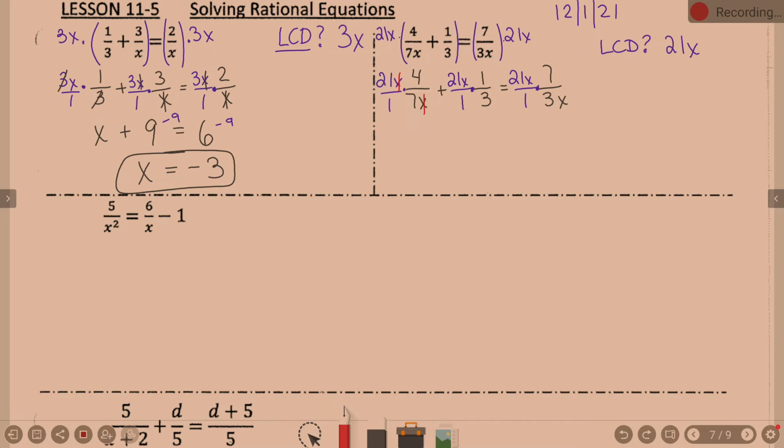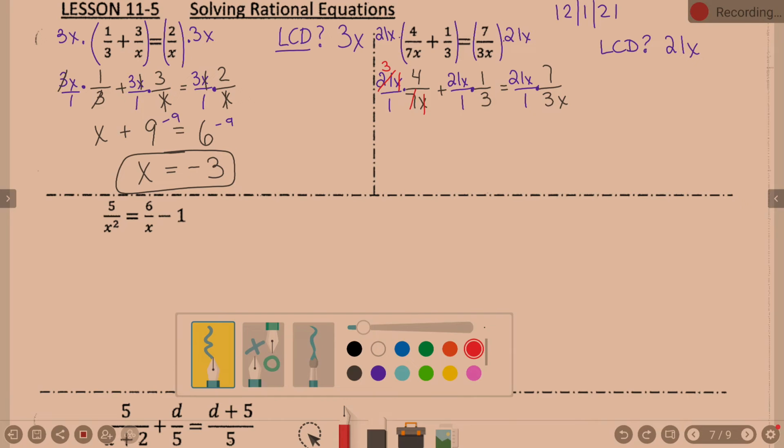Oh, 7. That goes into 21. How many times? 3 times, right? So my denominator is 7. 7 divides by 7 to be 1. 21 divides by 7 to be 3. So we have a 3 left on top and a 4 left on top. 3 times 4 is 12.